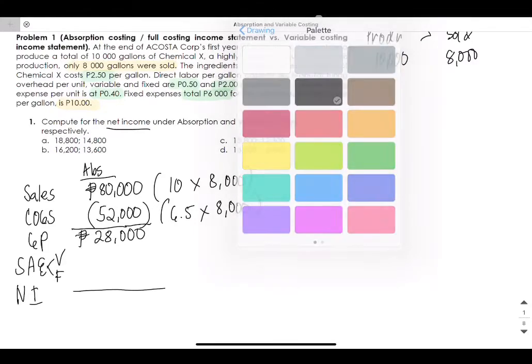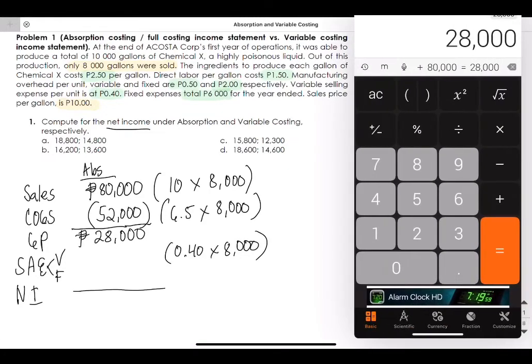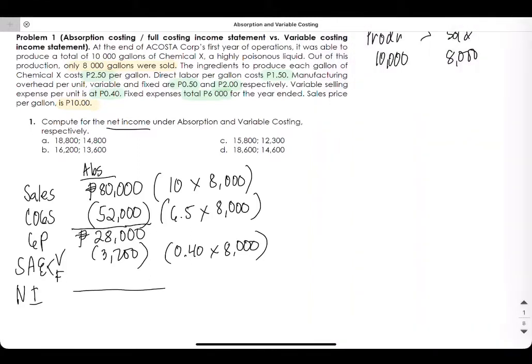So we have 40 cents times number of units sold again, so 8,000. So that's 40 cents times 8,000. That gives us 3,200. Then for the fixed expenses, the total is given, so we just have to copy 6,000.